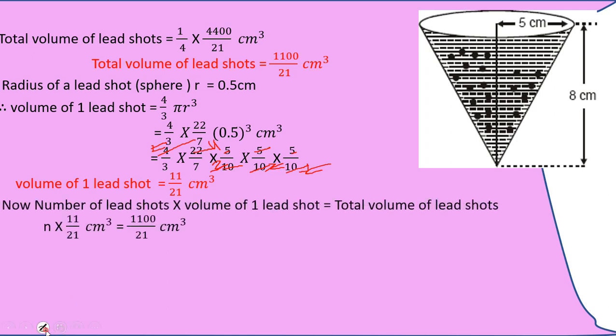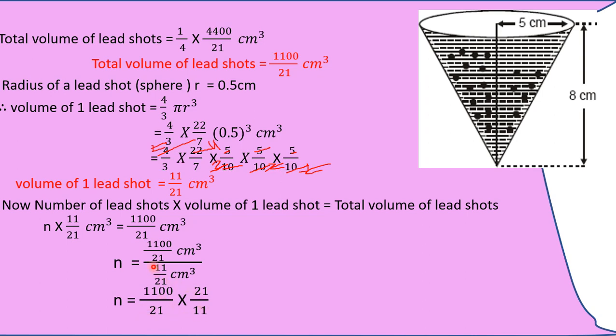So how many lead shots are there in the water? Number of lead shots into volume of one lead shot is equal to total volume of lead shots. Now here, as we found that total volume of lead shots is 1/4 of the volume of water, so n into 11 upon 21 centimeter cube is equal to the total volume of lead shots, 1100 upon 21. So we can write n is equal to 1100 upon 21 whole divided by 11 upon 21.